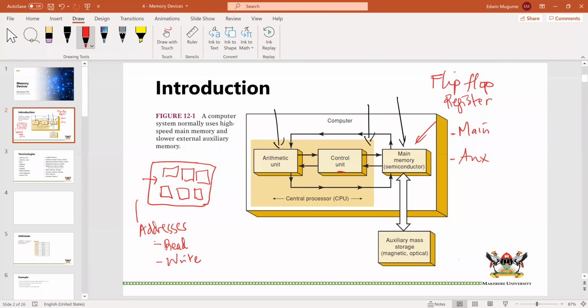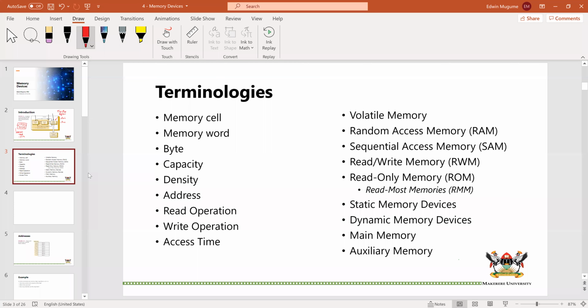We can, for instance, if you delete, really what you're doing is you're writing zeros into your memory. Now we are going to look at some of the terminologies that we use in memory before we look at some more details. And these are the terminologies that we can think about in terms of memory.